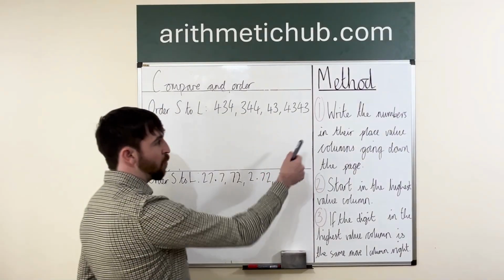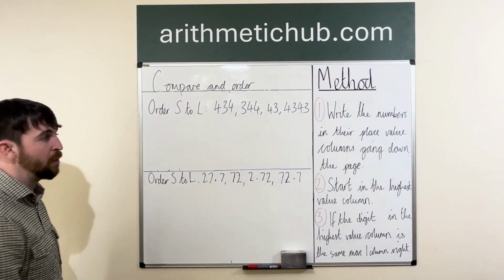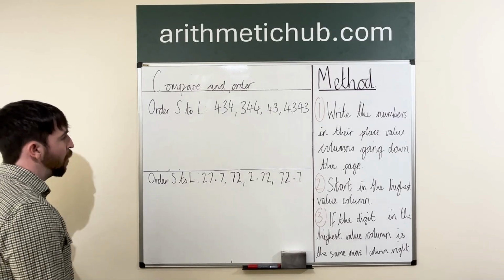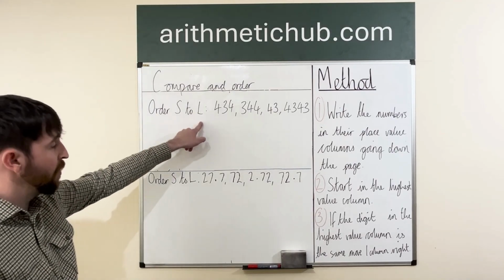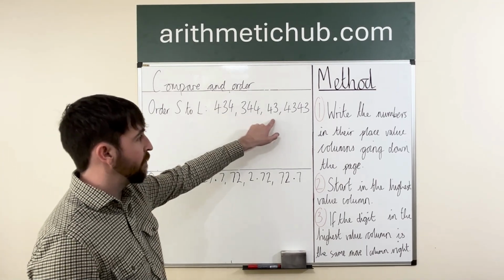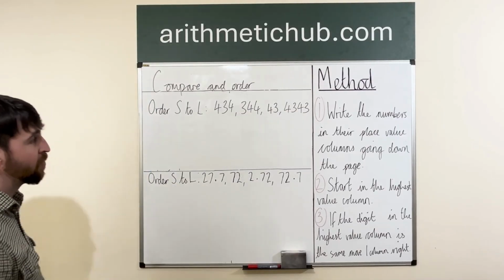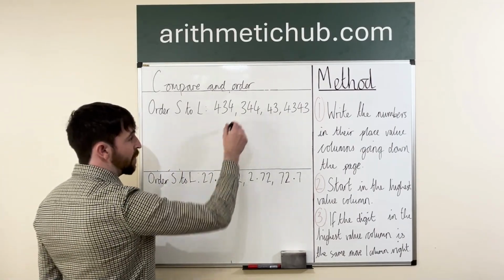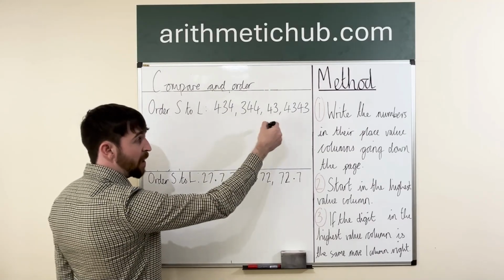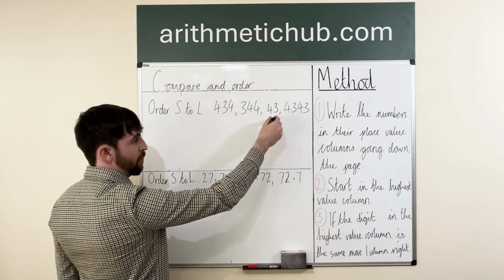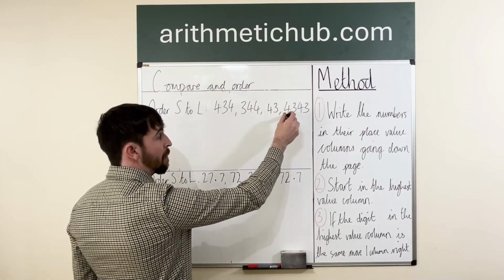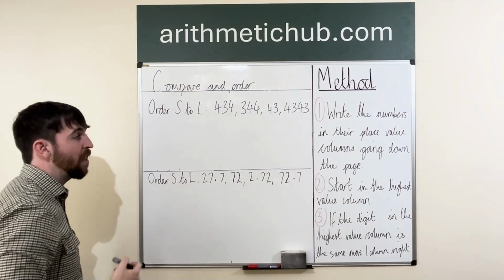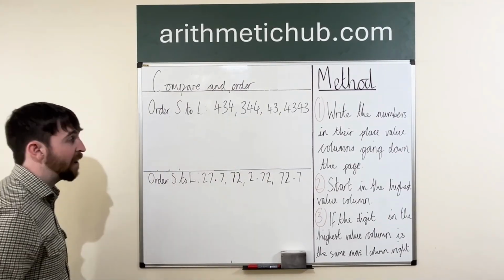So let's start off by having a look at what the method tells us to do. The first thing it tells us to do is to write the numbers in their place value columns going down the page. So in this question here, we've got order, smallest to largest, 434, 344, 43 and 4,343. If I look at their highest value column, we've got a 4 in the hundreds, a 3 in the hundreds. Here we've got no hundreds. The highest value column is the tens, isn't it? There's 4 tens and 3 ones. And here we've got 4 digits, or we've got thousands, hundreds, tens and ones. So there's a 4 in the thousands column here, which is the highest value column that we're going to need for this.